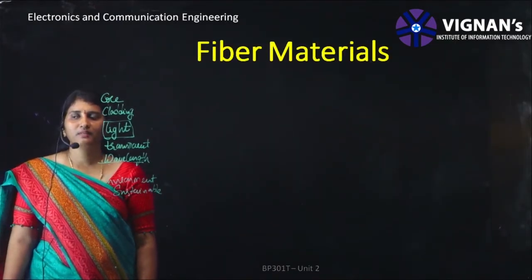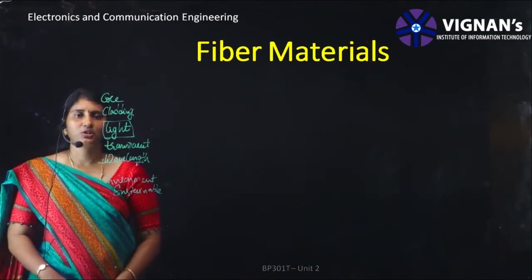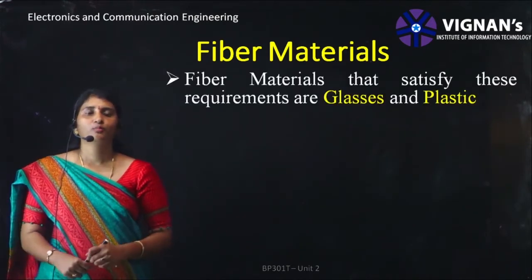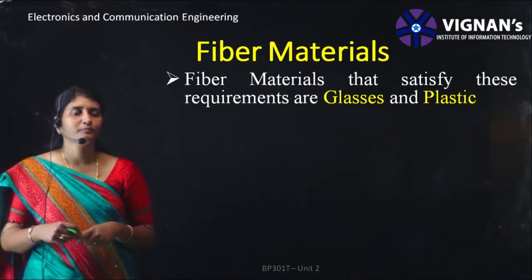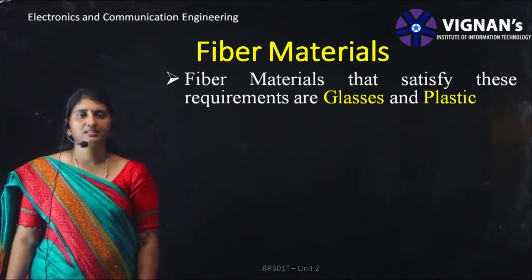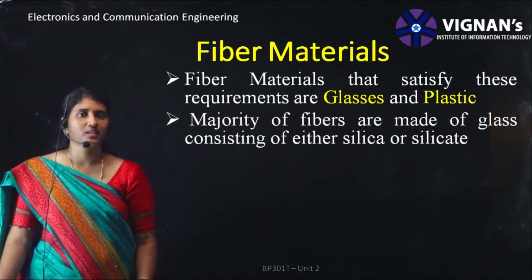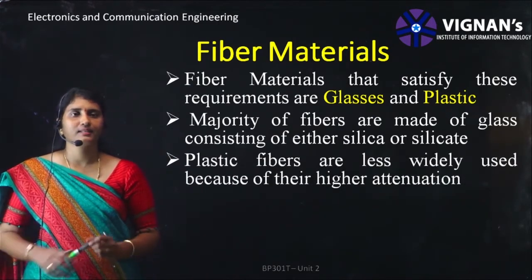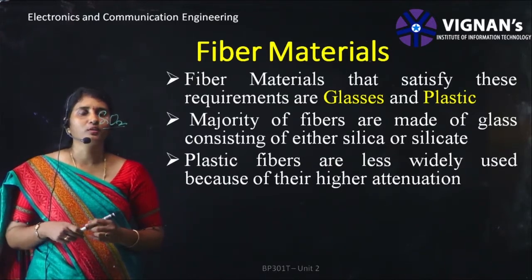So next we will see what are the different types of materials we will be using in the construction of an optical fiber. While choosing the optical fiber materials, mostly two materials will generally satisfy the fiber material requirements, that is glass and plastics. Glass and plastics are more used. Out of these, glass type optical fibers are mostly used, and they are made up of silica and silicate. Silica in the sense SiO2. SiO2 is the basic raw material for the preparation of glass.